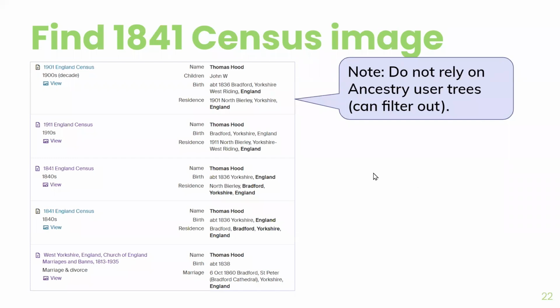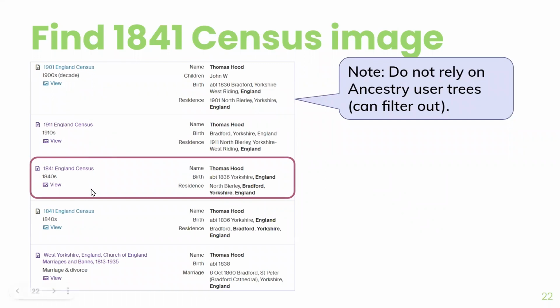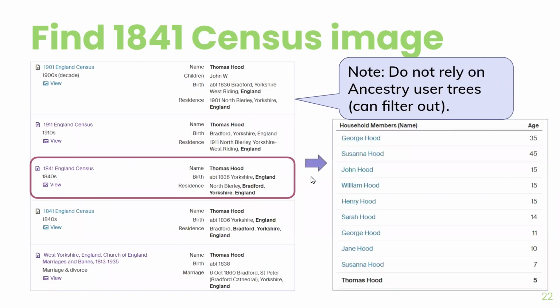Okay, so what we want to do here is look for the 1841. Remember that we want to go from what we know to discover what we don't know. So here's an 1841, and there's another one underneath. So I'll just start with the first one and see if it looks like it's right. So when I bring it up, what do you know? It's like a perfect match for what we already saw in Family Search.